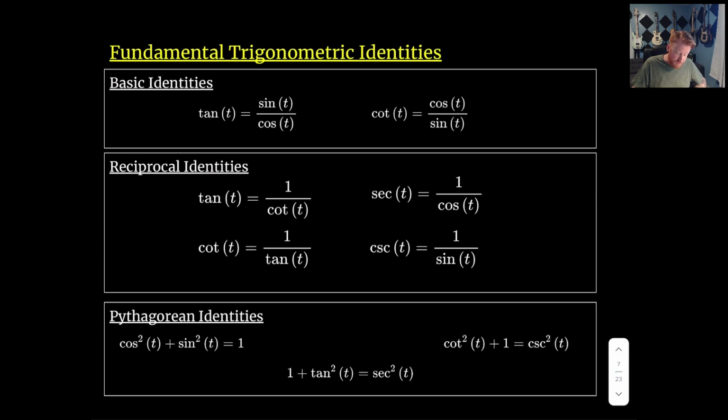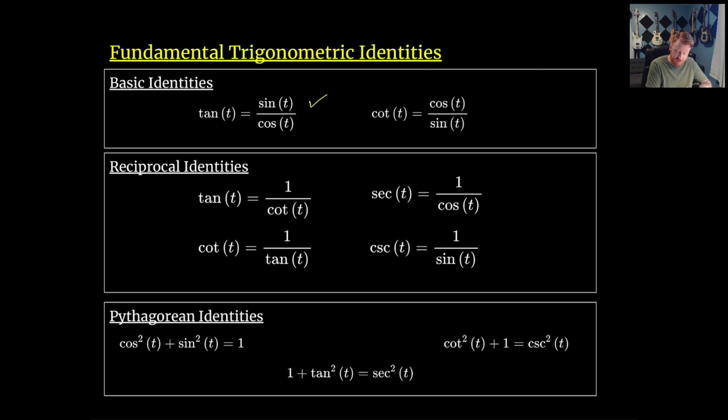Here's just a list of some fundamental trig identities. We're going to use this, like I said, to try and simplify some expressions going forward. We'll see some examples in a second. But most everything on here, seven of the nine that are on here, we should already know.